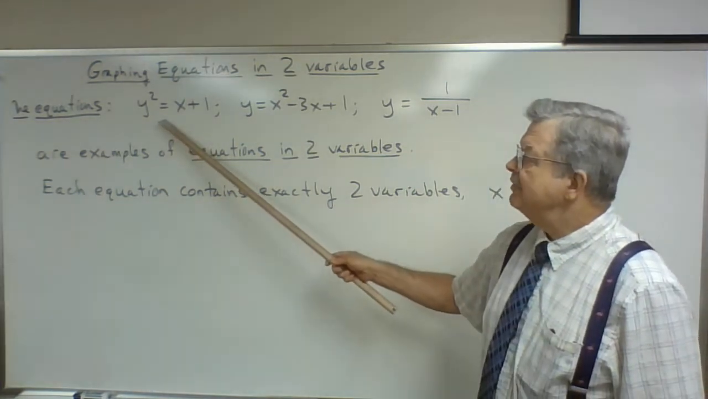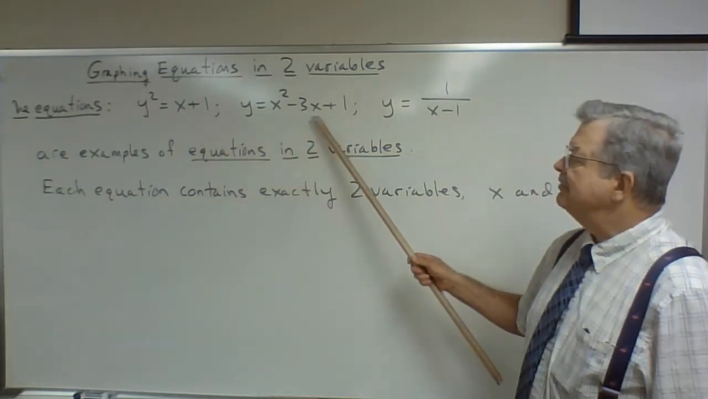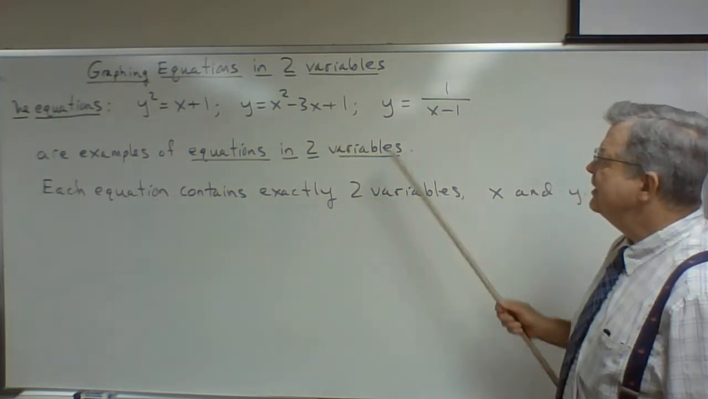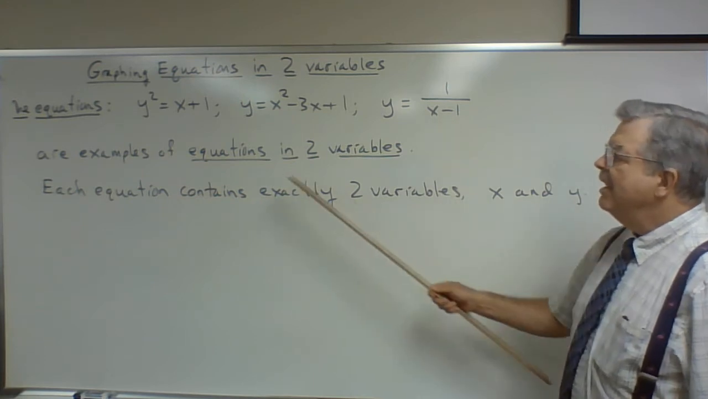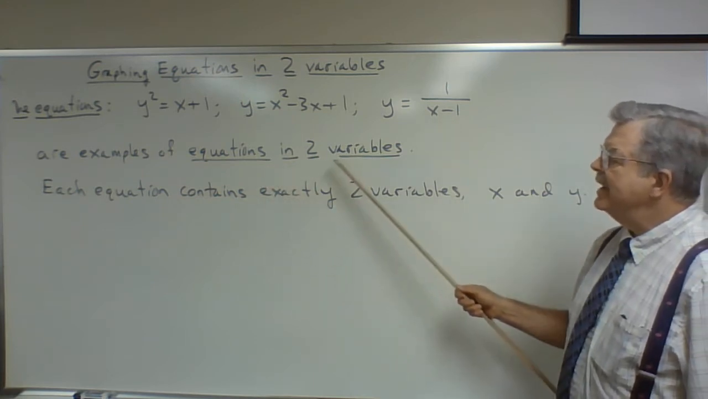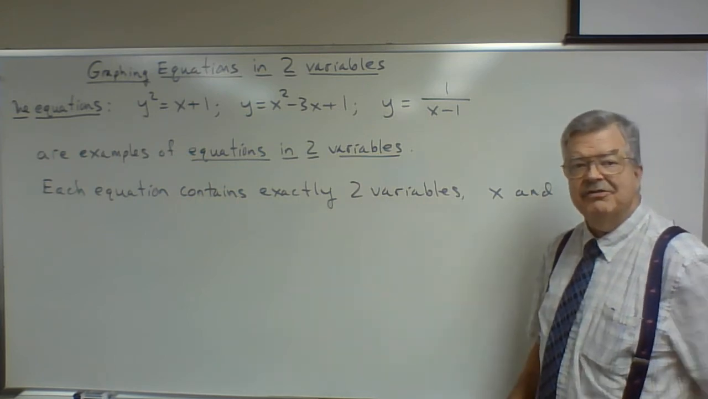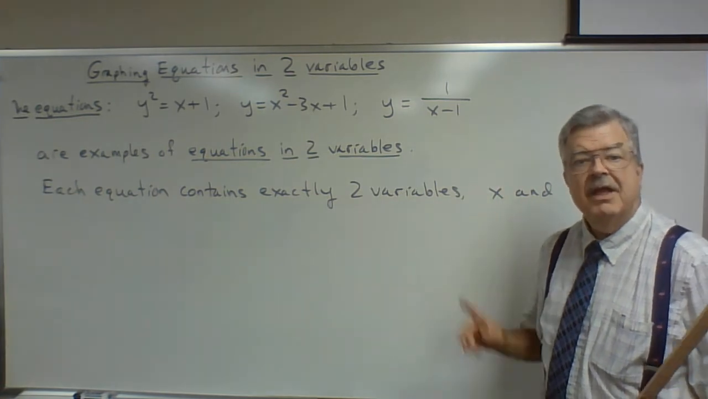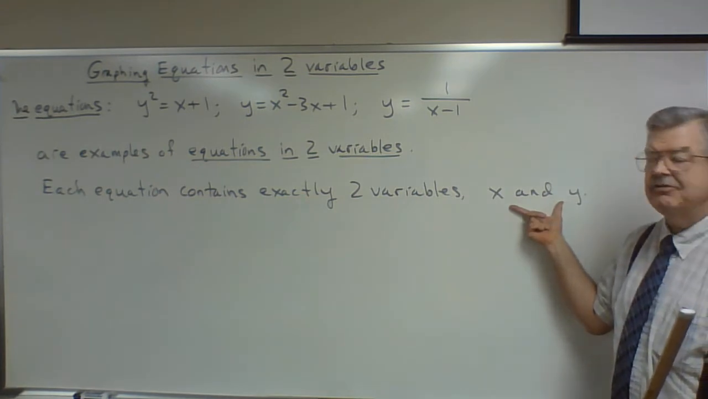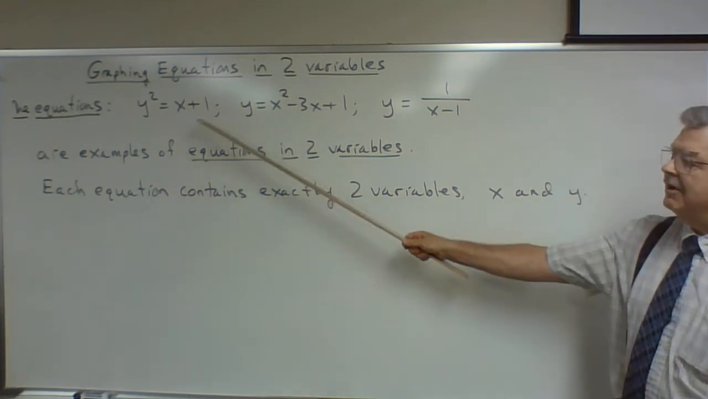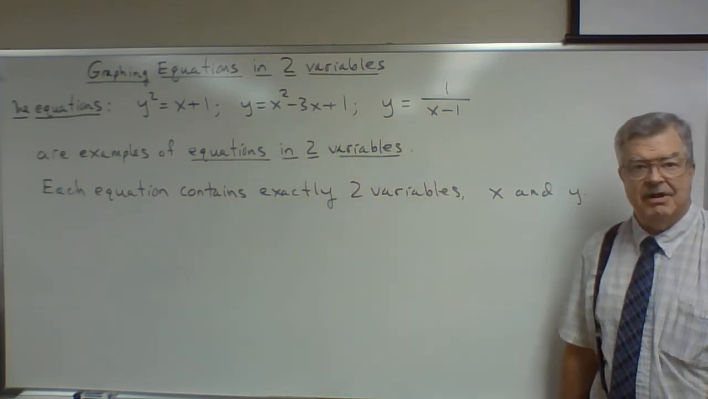The equation y squared equals x squared plus 1. The equation y equals x squared minus 3x plus 1. The equation y equals 1 over x minus 1. Are all examples of equations in two variables. Each equation contains exactly two variables. In this case, each equation contains the variables x and y. So these are examples of what equations in two variables look like.